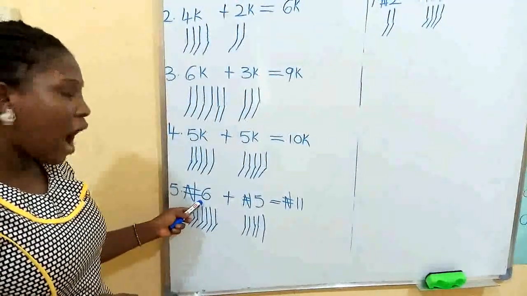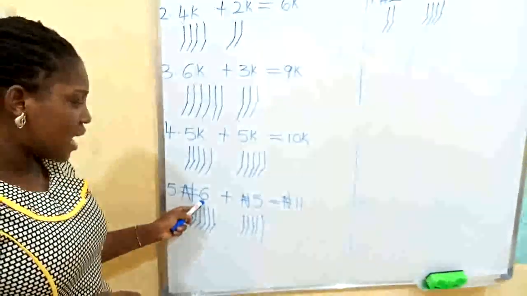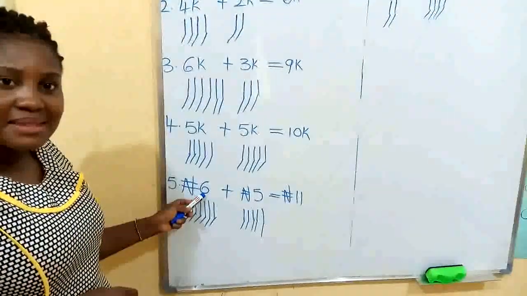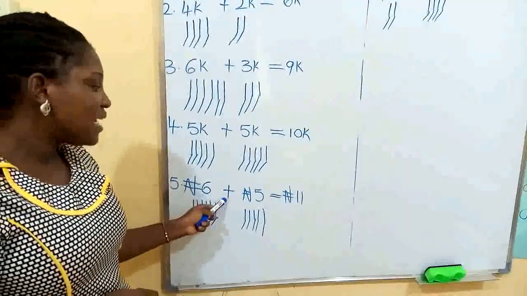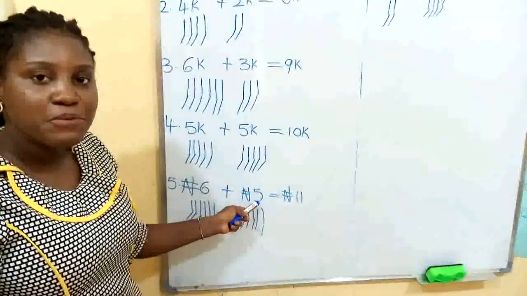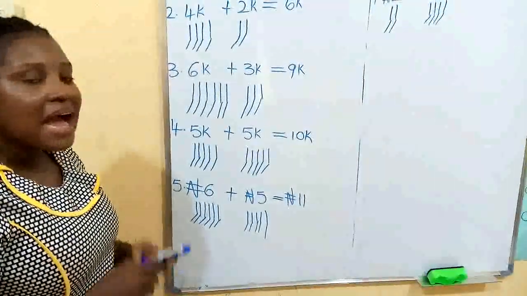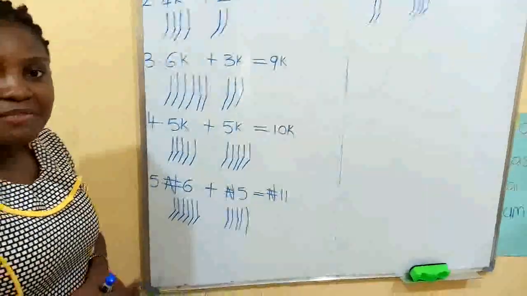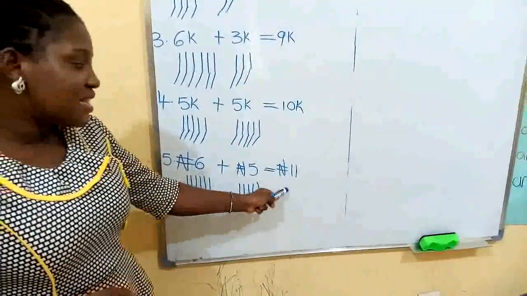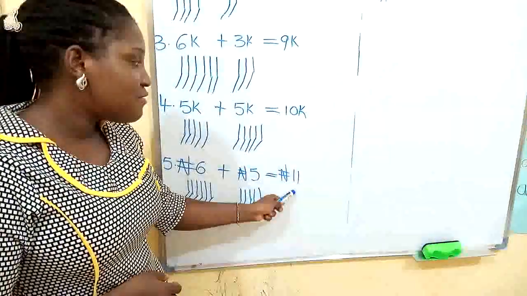Okay, now, how much was this? Look at the number. What number is this? 6 naira. And then we added 6 to 5 naira. And then our answer was what? If you were following, 6 naira plus 5 naira is equal to what? 11 naira. 11 what? Naira.